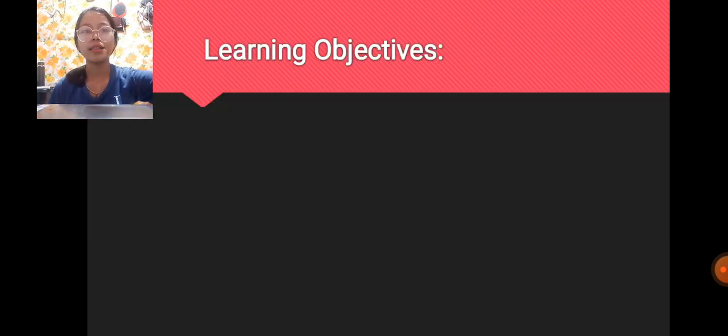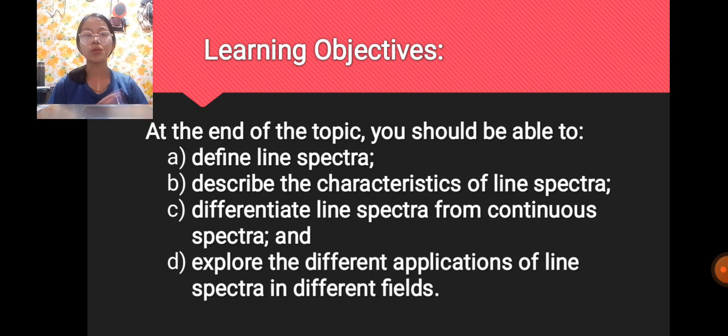So at the end of this topic, you should be able to: A. Define line spectra, B. Describe the characteristics of line spectra, C. Differentiate line spectra from continuous spectra, and D. Explore the different applications of line spectra in different fields.